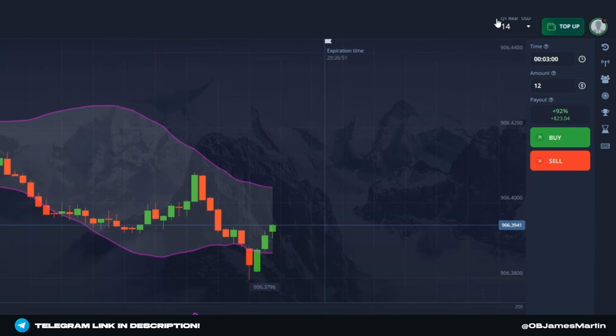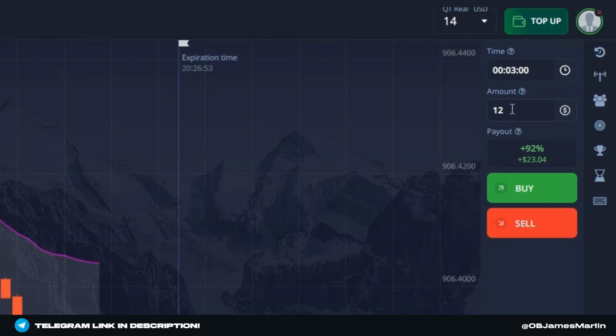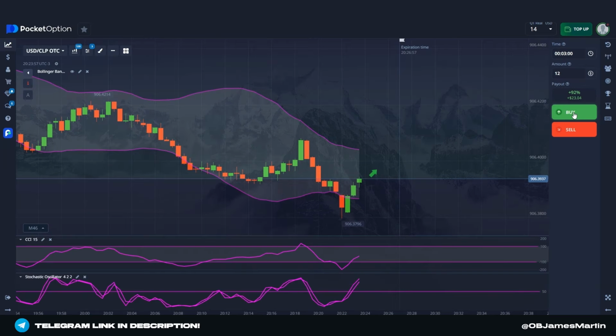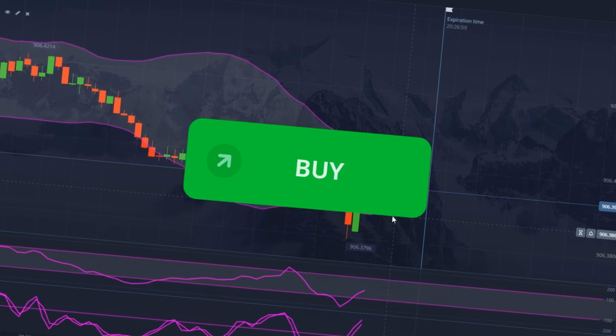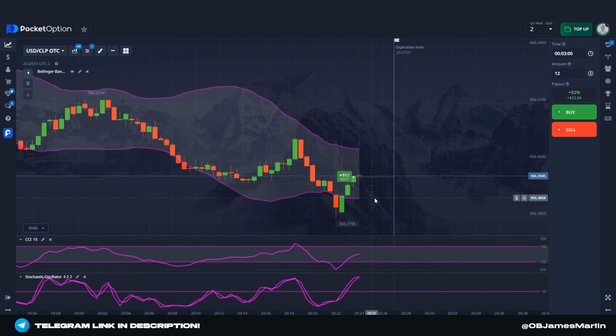Let's move on. The time for my first trade will be 3 minutes, guys. The amount is $12, and it's a buy trade. So press the green button and wait for the results. Okay, to start using this strategy, you need to remember a simple plan.